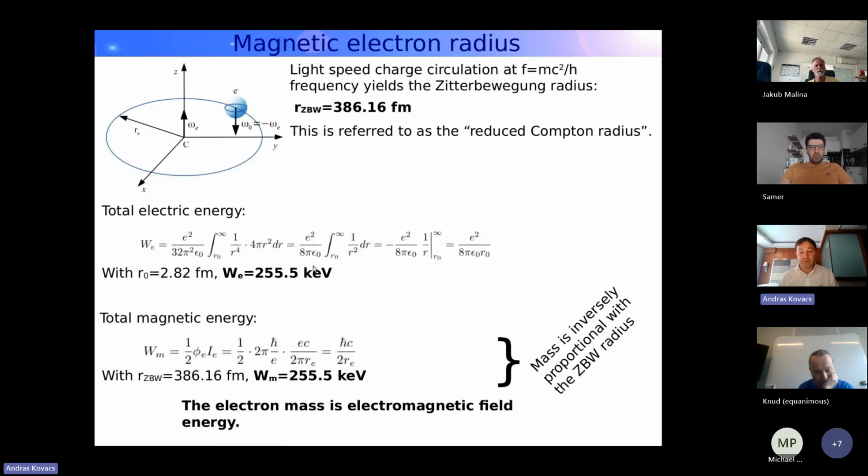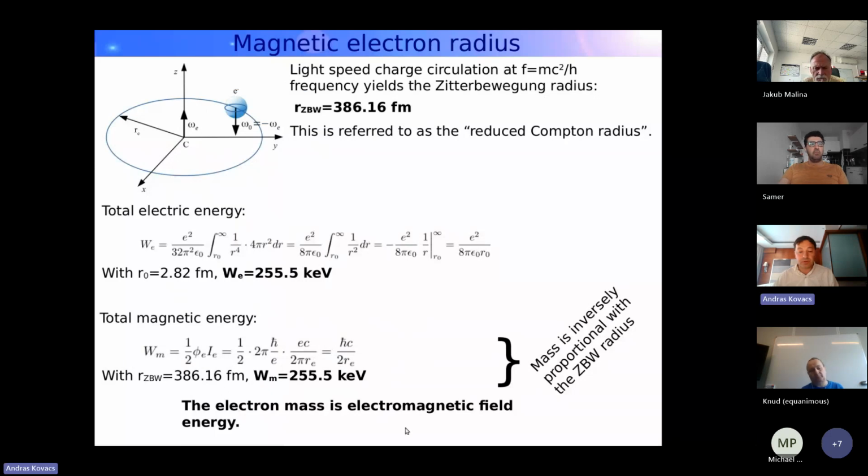And the two are exactly equal because we have an induction phenomenon. The electric and magnetic fields continuously induce each other in the electron. What is also very important to remember in this formula is that the magnetic field energy, and thereby electron mass, is inversely proportional with the Zitterbewegung radius. This will be very important later to remember: the inverse proportionality between particle mass and Zitterbewegung radius.